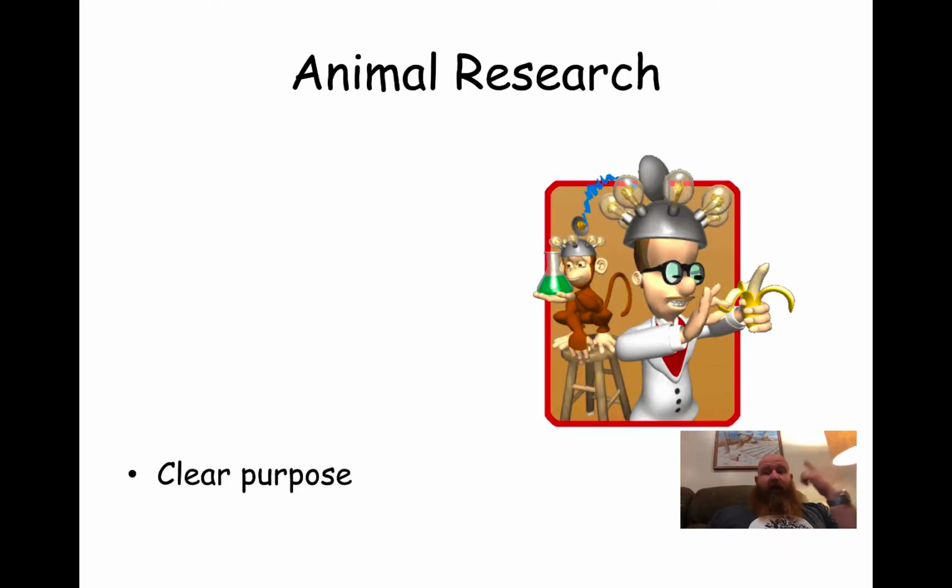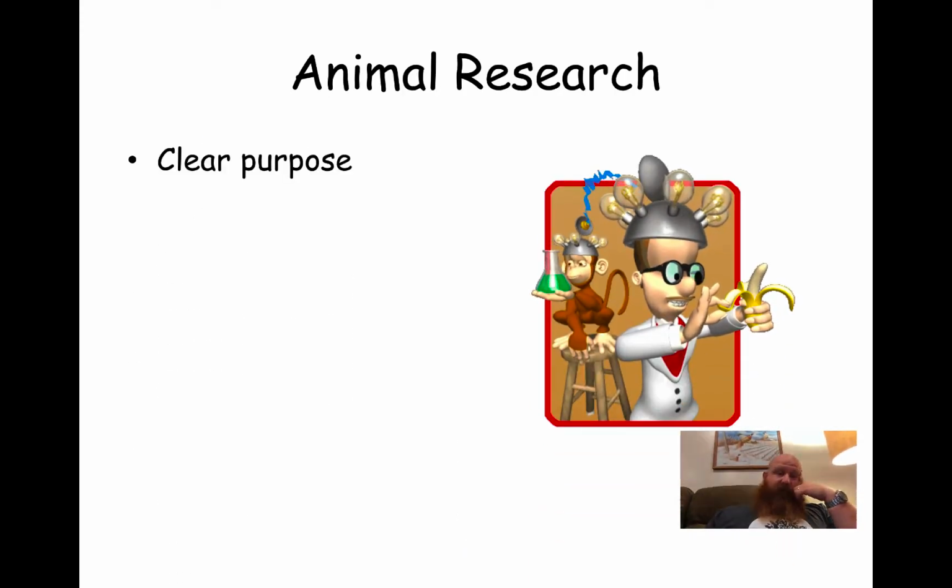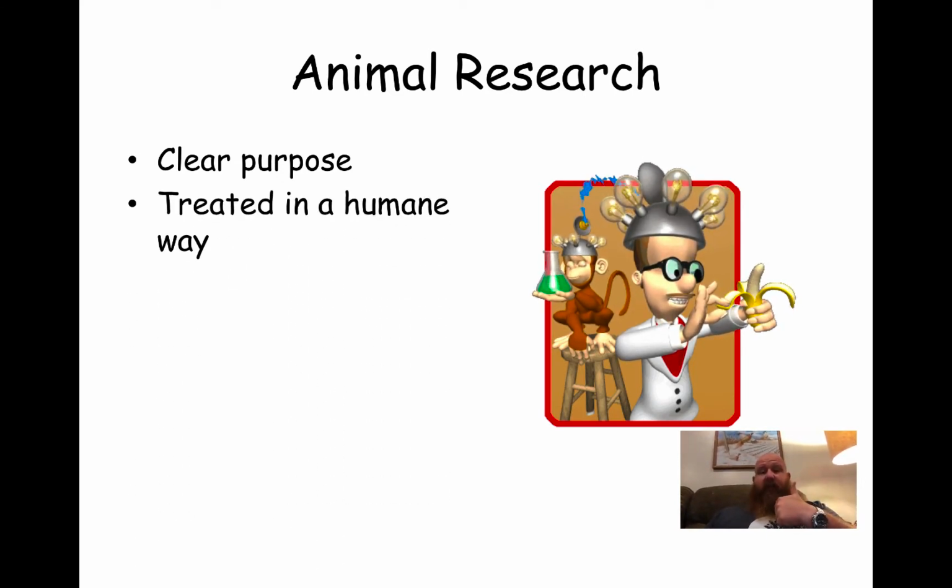There has been animal research. In order for it to be approved, you've got to have a clear purpose. It's got to be helpful, and the animals have to be treated in a humane way. You can't lobotomize, which means basically destroy a big chunk of the brain of a rat, because it's not very humane anymore. It used to be done quite a bit, but not as much now.